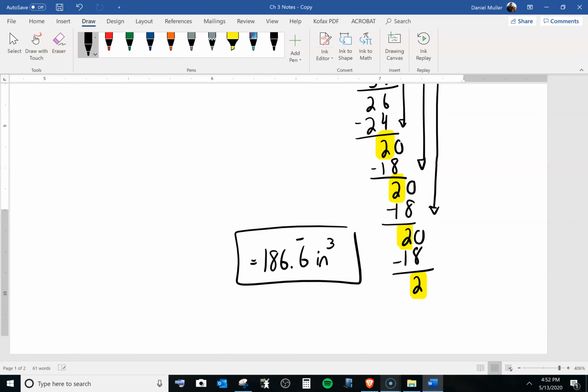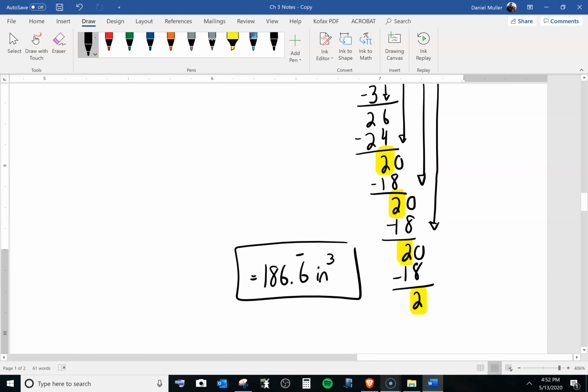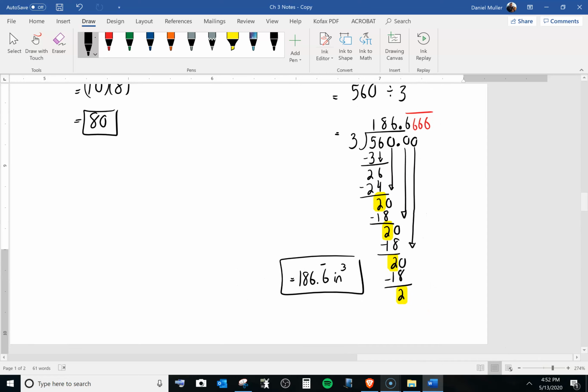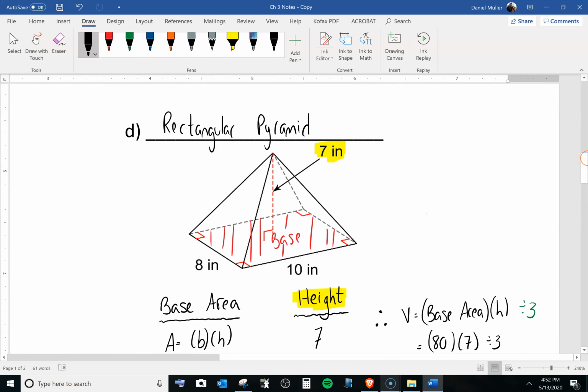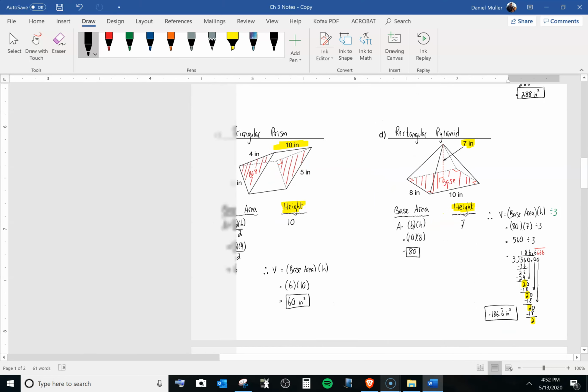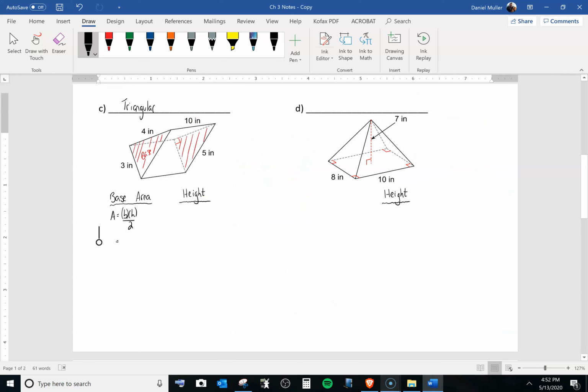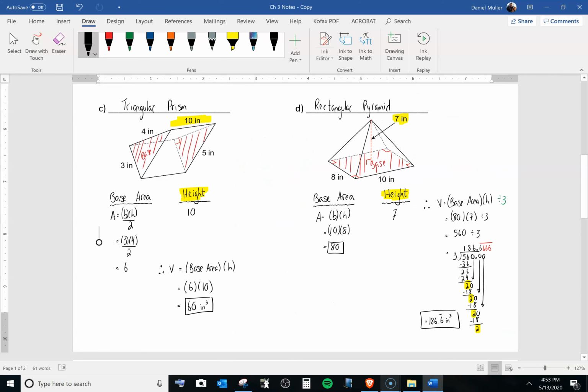I could keep bringing down the 0, always get a 2, but I can see the pattern there, 2, 2, 2, so I know it's going to be 6s. I'll just zoom out a little bit for you to see those 2 questions. So it's always like that, base area times the height, unless you need to divide by 3 when it's a pyramid.